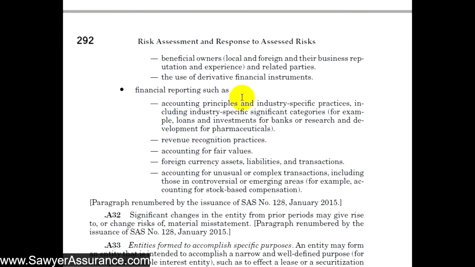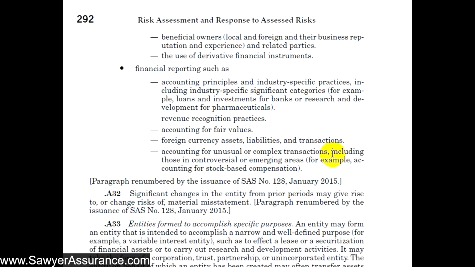And finally, financial reporting. So knowing all of the other characteristics we just went through, we might understand what accounting principles and industry-specific practices we might have to ensure are being followed in the financial statements. For instance, if it's a bank or it's a pharmaceutical company, those would have specific accounting pronouncements that they have to follow. And also revenue recognition practices, fair values, foreign assets and liabilities, and also unusual or complex transactions.